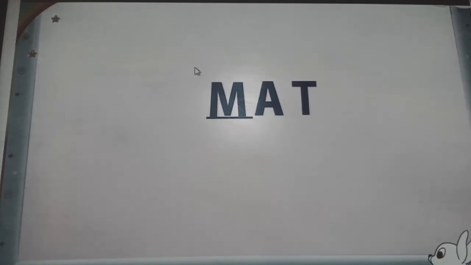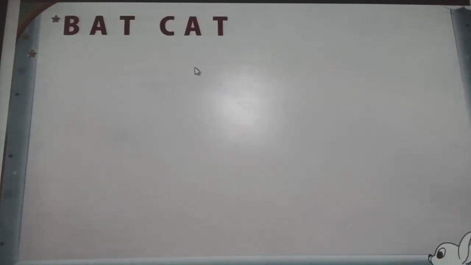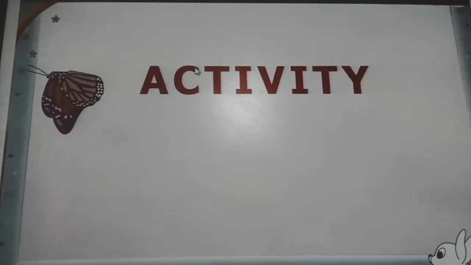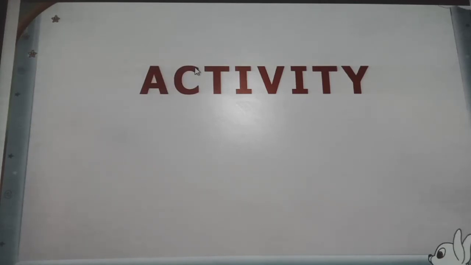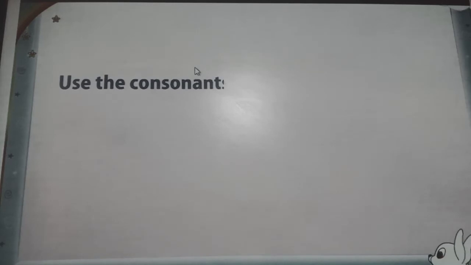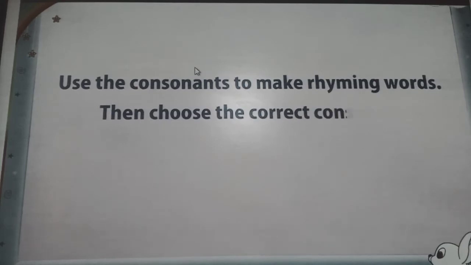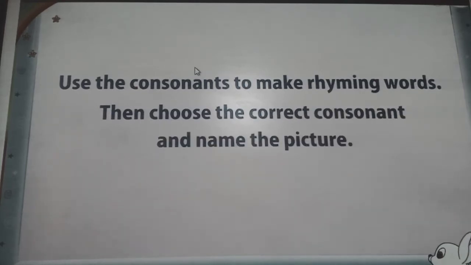Remember, Rainbow, the words bat, cat, rat, and mat end in A, T. They have an identical sound, at. All are rhyming words. Now, Rainbow, let us do an activity. Here is a set of consonants. Use the consonants to make rhyming words. Then choose the correct consonant and name the picture.